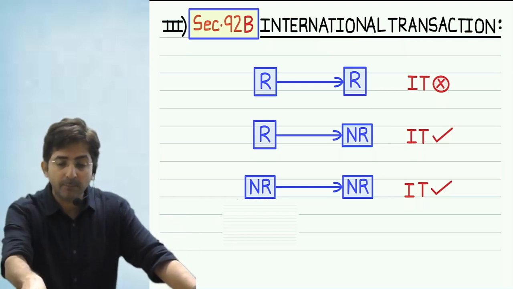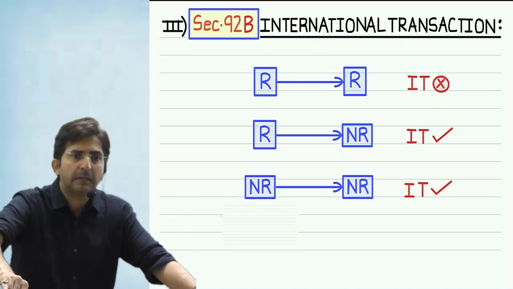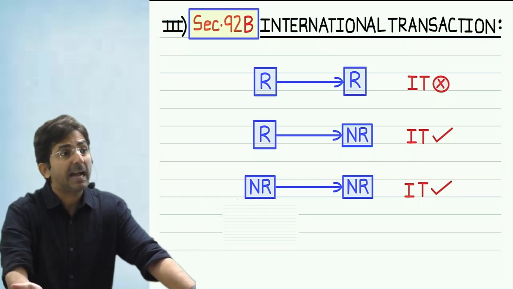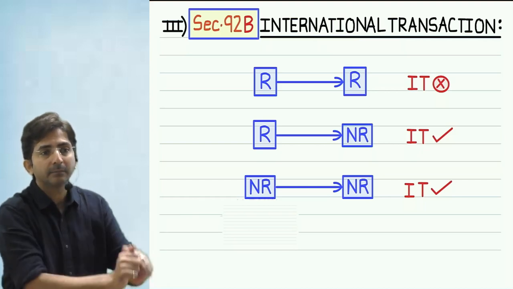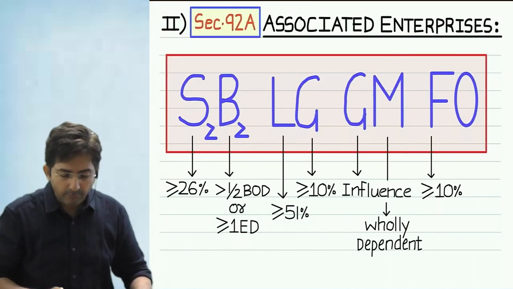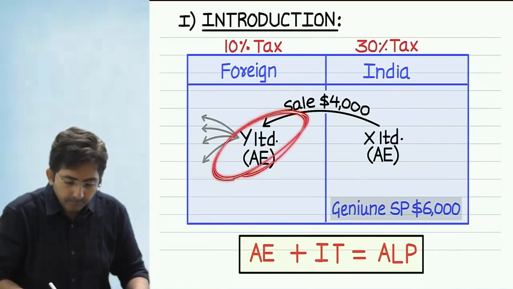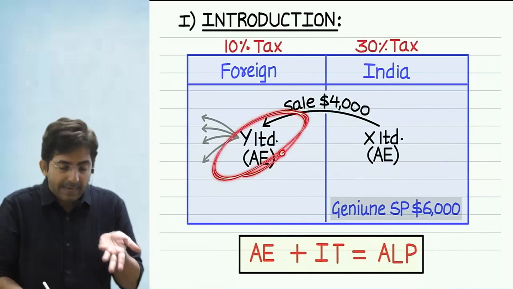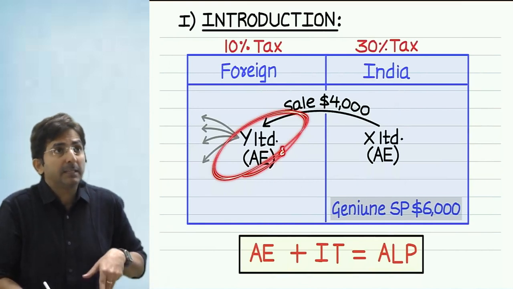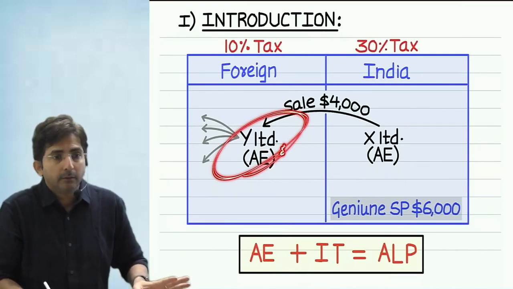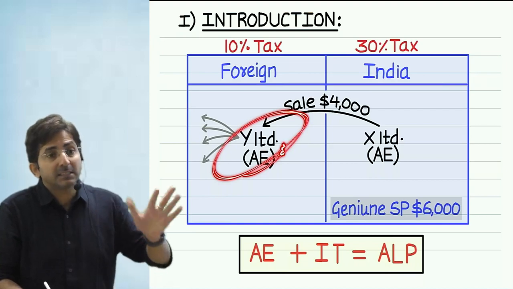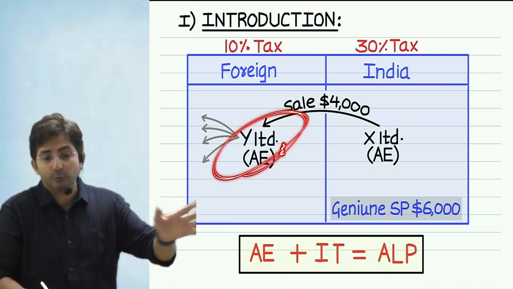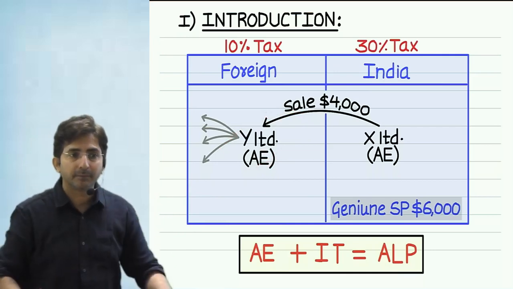Because the resident party will erode the tax of India. But on the other hand, the tax which shifts to the other party, he is not paying tax in India. You know why I said Y will not pay tax in India? Because if Y is NR and if it has a place of business in foreign, so why will he pay tax in India? So all these taxes will go to the foreign country. So India's tax is being shifted.